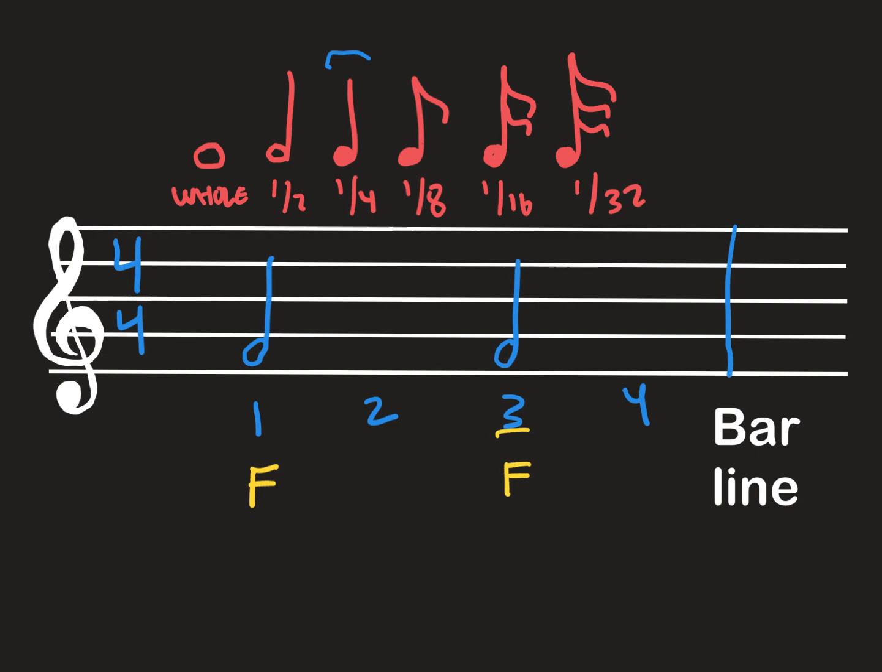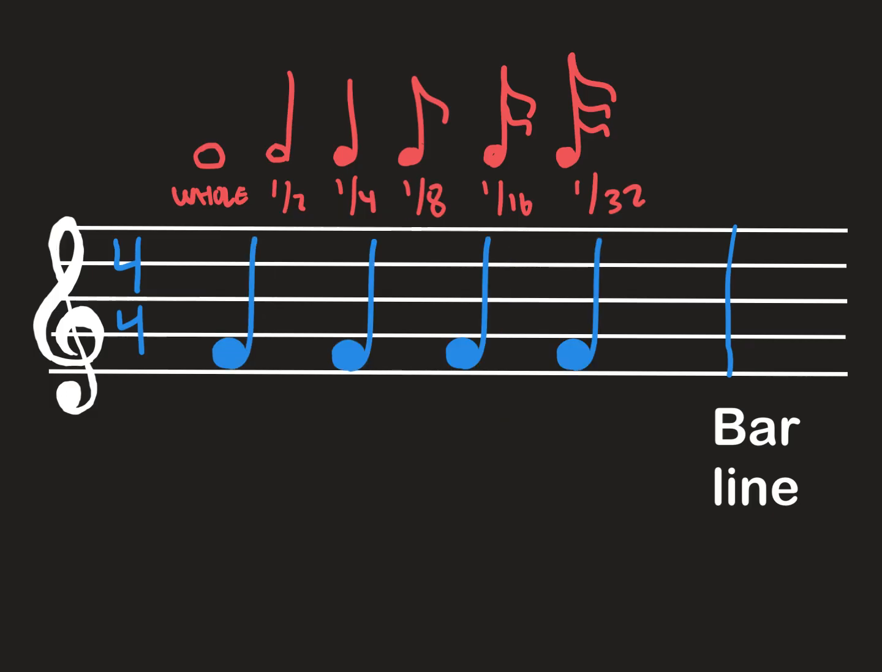We could change this around. That might make it a little bit easier to visualize if we did, say, for example. So now, on the 3rd beat, we have A. And A lasts for half of the bar. F lasts for half, A lasts for half. That's why it's called a half note.